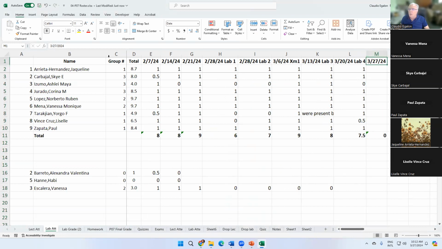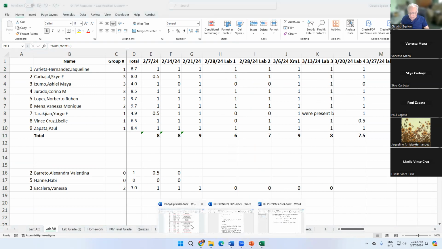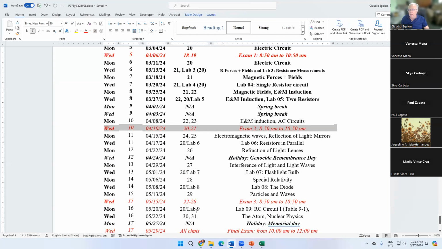Insert should be lab 5. Is it lab 5? Yeah, it is, right? Lab 5. Right in here.